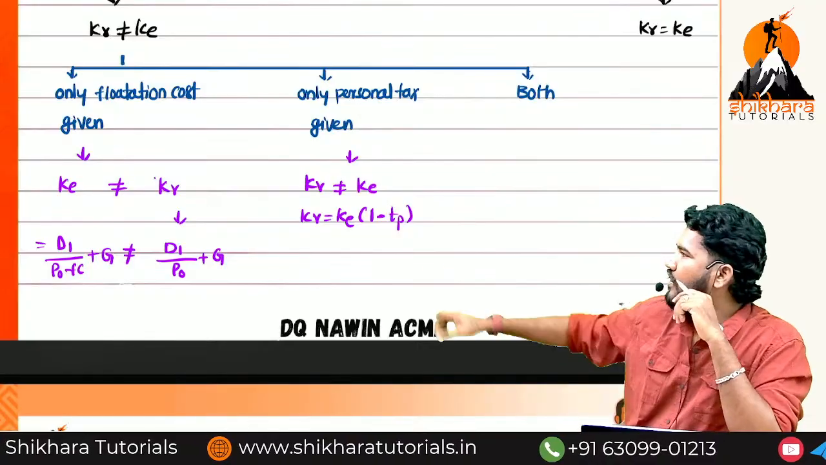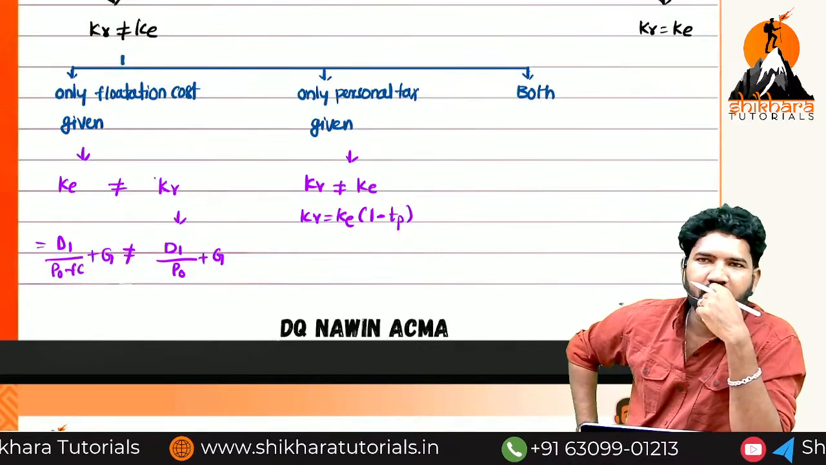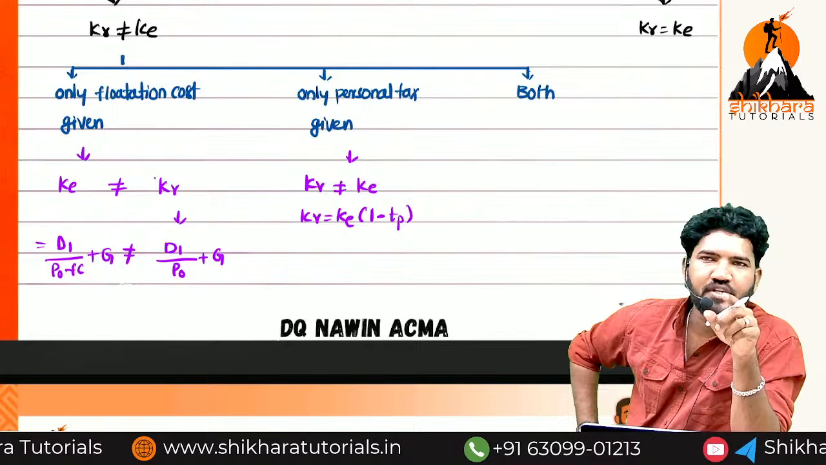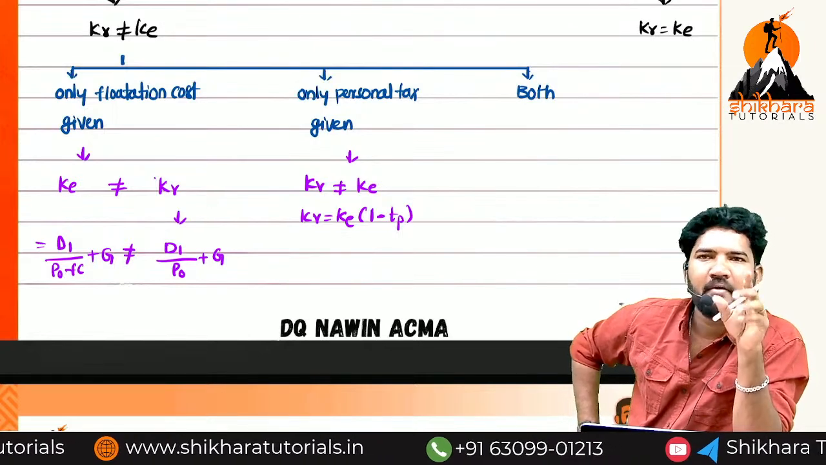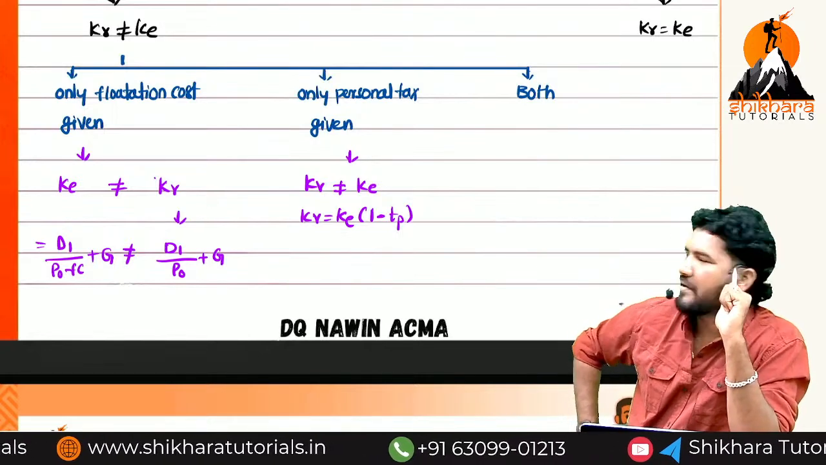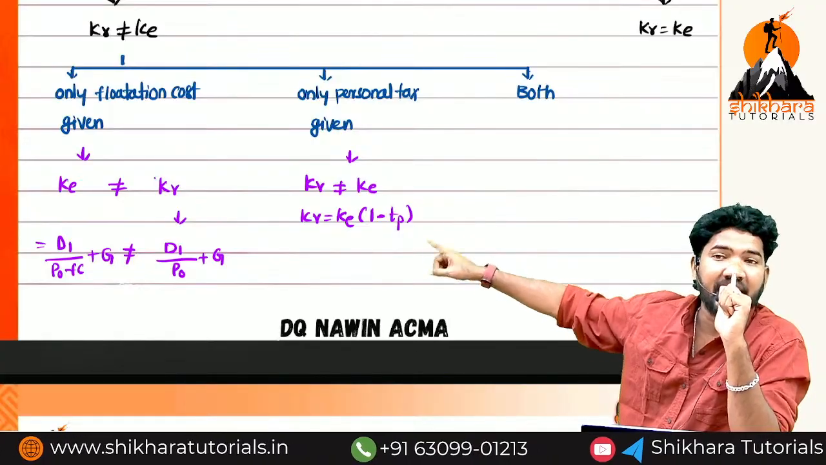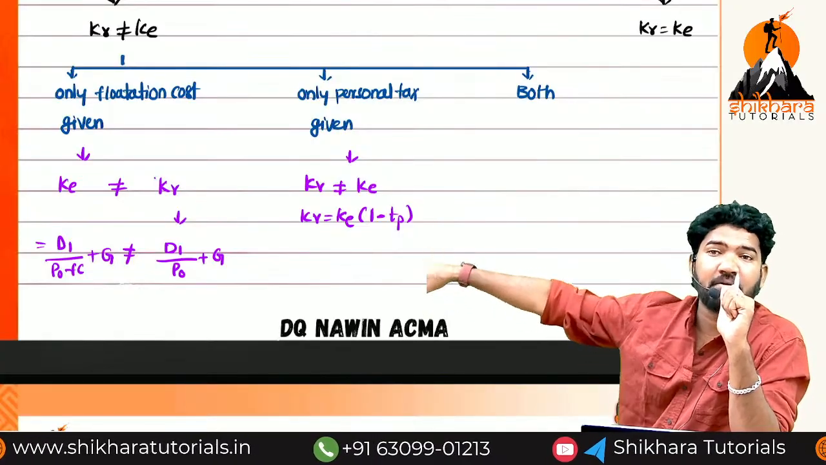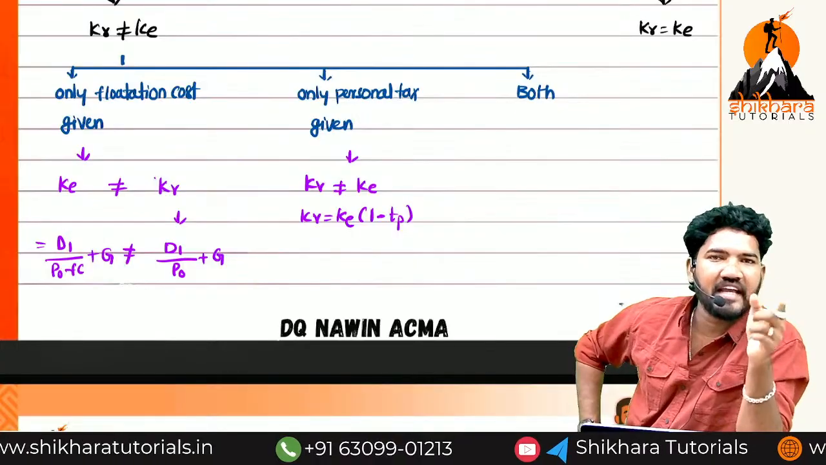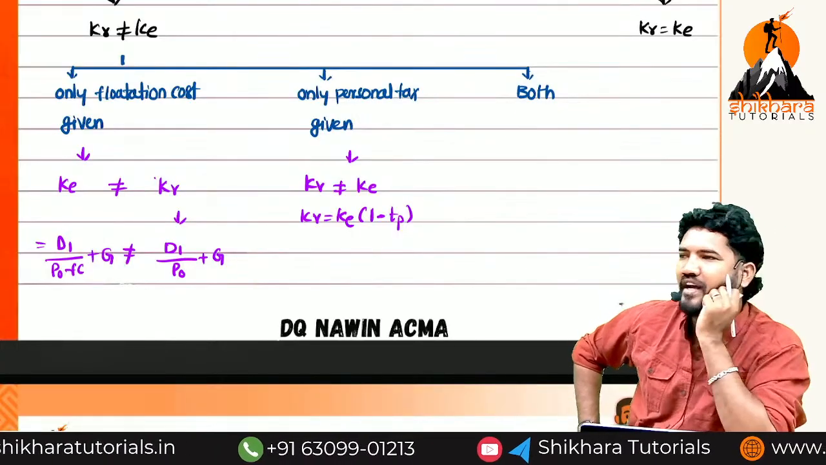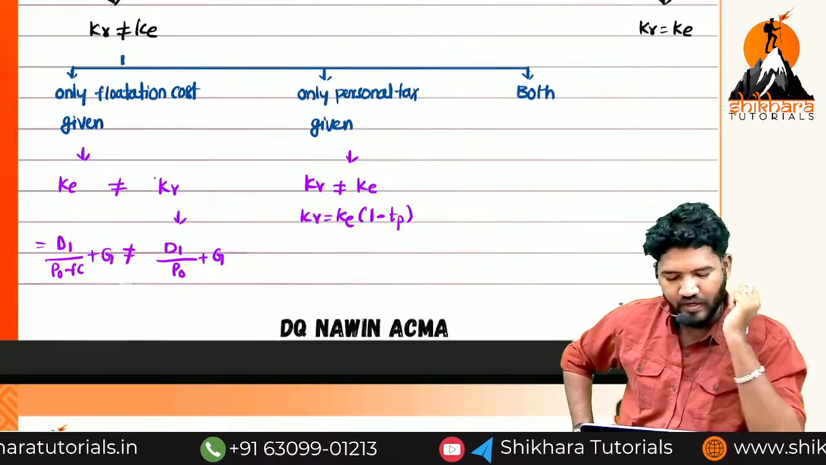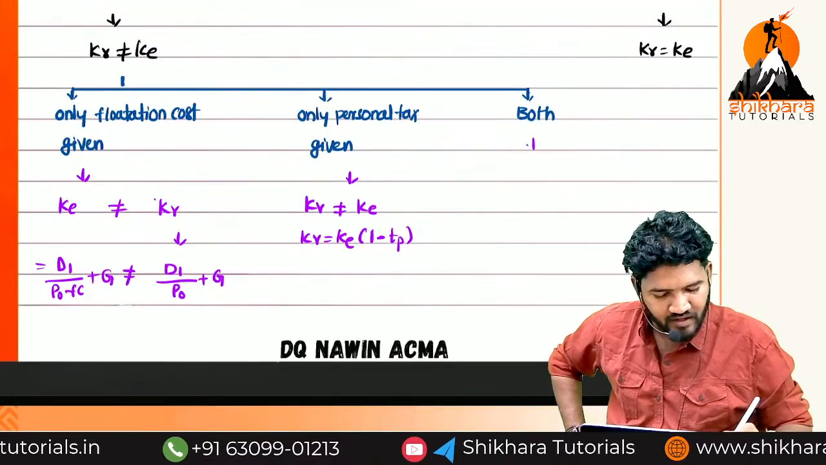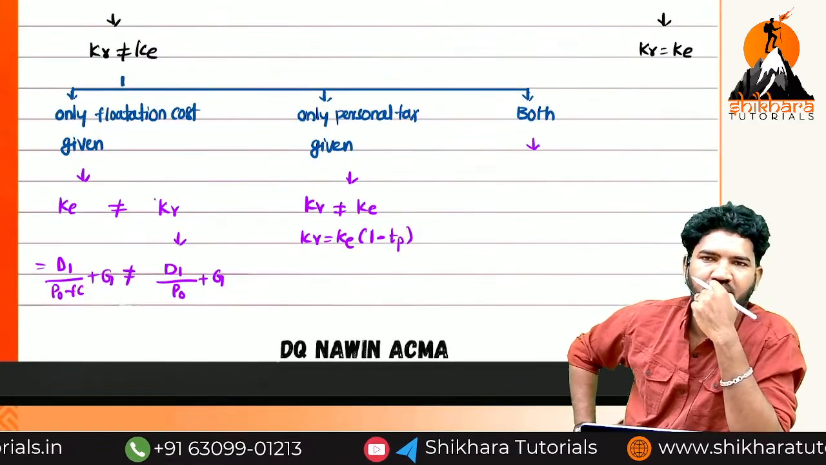So already 10% expected by equity shareholder. Out of the 10%, 30% need to be paid as a tax, personal tax. It means 10% is not a KR. 10% into 70% is a KR. That's why KE is different, KR is different. Guys, clear? Okay, then fine. So there is a concept where both will be given.